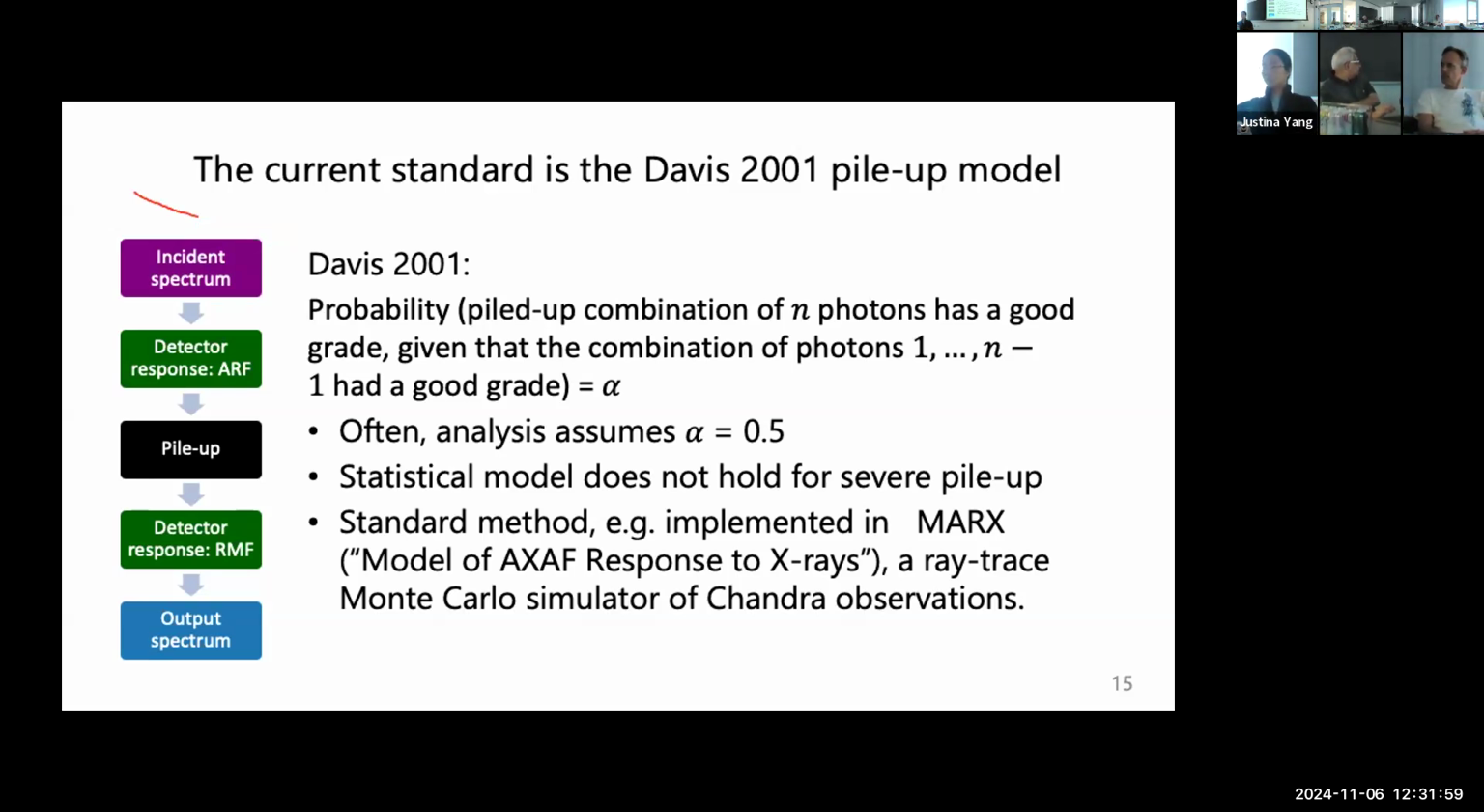So SIXT is different than MARX, in the sense that MARX is a ray-tracing code, which has a physical understanding of where detectors and other components are in space. And SIXT, on the other hand, has a much better detector model than MARX has. So SIXT knows about the depletion depths of the CCD, so the actual thickness of the layers of silicon. And so it's different, or their strengths are different.